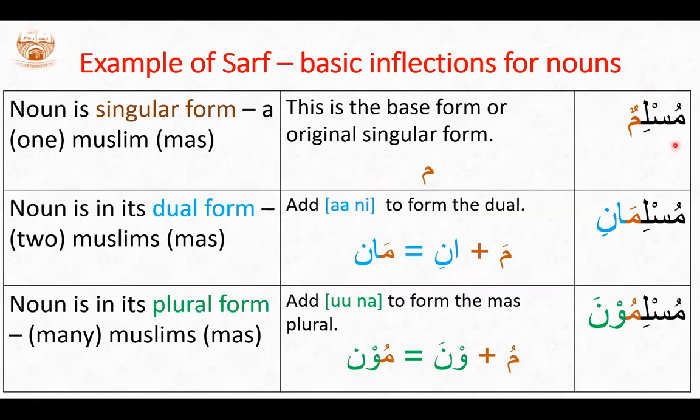So we had the word here, for instance, Muslimun. Muslim is a singular word, but when we add ani to it, it becomes Muslimani. And what form does it get now? Dual. Dual meaning two. So there's a special form in Arabic for two by adding ani to it. Likewise, if we add una to the word and we get Muslimuna, it now becomes plural. So this is an example of sarf as applicable to nouns.